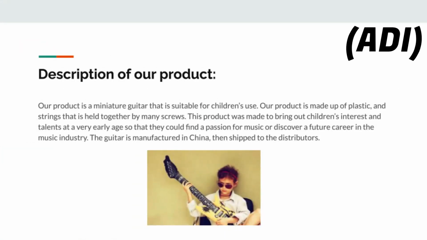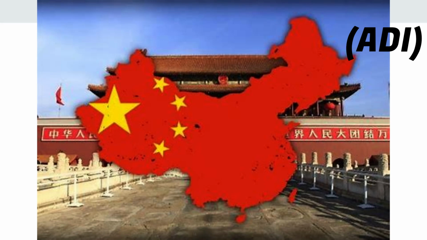Our product is a miniature guitar that is suitable for children's use. Our product is made up of plastic and strings that is held up together by many screws. This product was made to bring out children's interests and talents at a very early age so that they could find a passion for music or discover a future career in the music industry. The guitar is manufactured in China, then shipped to its distributors.